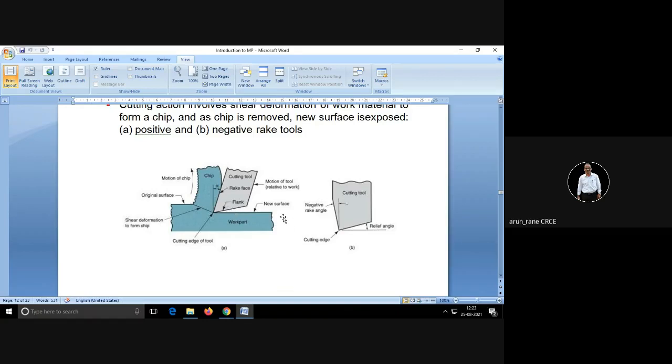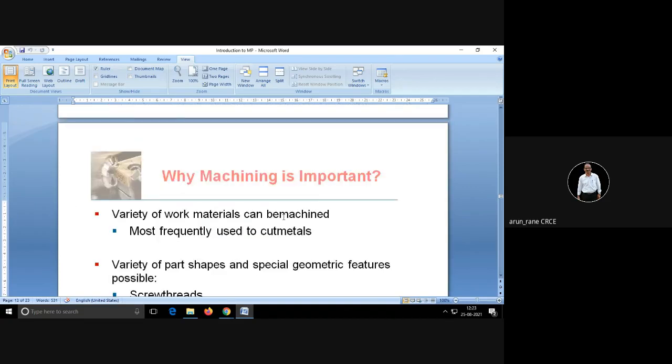Altogether, there will be 6 angles on the tool. There are six angles which are ground on the tool, which we'll see in module 4.